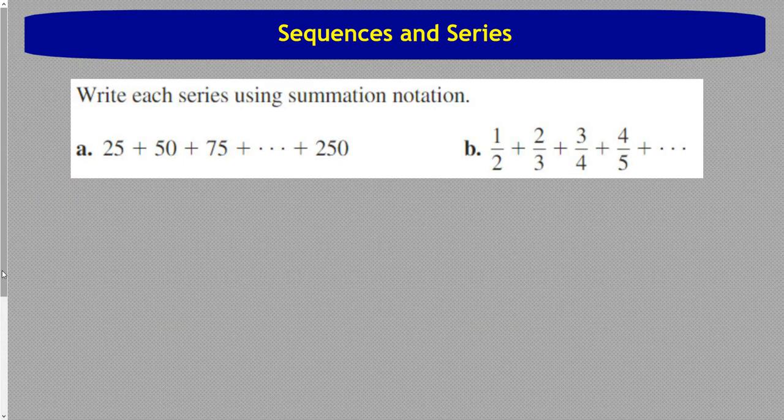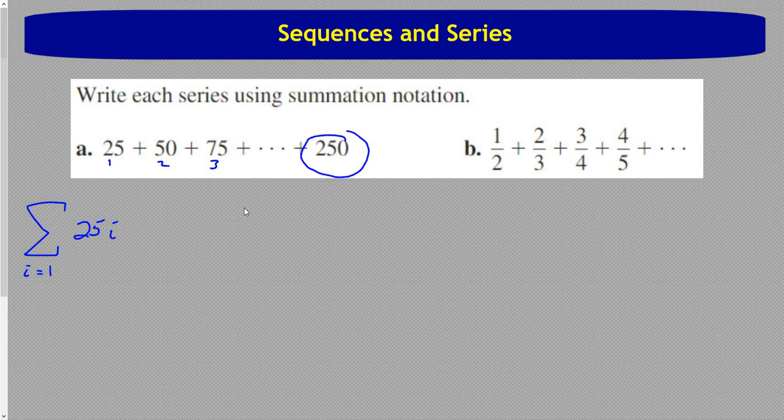Write each series using summation notation. The first thing we have to do is come up with a rule. So we're 25, then 50, then 75, probably going to 100, so we're going up by 25. This is the first, second, third term, right? So if I took i, meaning the index 1, 2, and 3, and I multiplied it by 25, 25 times 1, 25 times 2, 25 times 3, it goes on forever, right? So I want the sum. I'm going to start when i is a 1. That'll give me 25. We need to figure out when I stop.